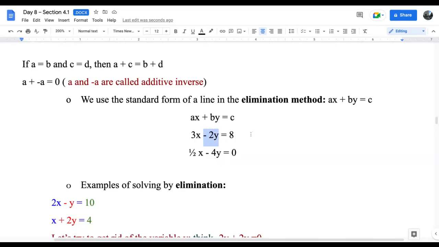If these two y's are on the other side, that's perfectly fine. Then the negative 4y has to be on the other side too. Basically, we want to line up the variables, the same variables vertically, and the constants. Okay, we want to line up.